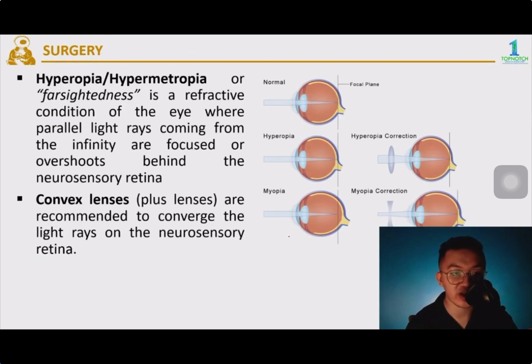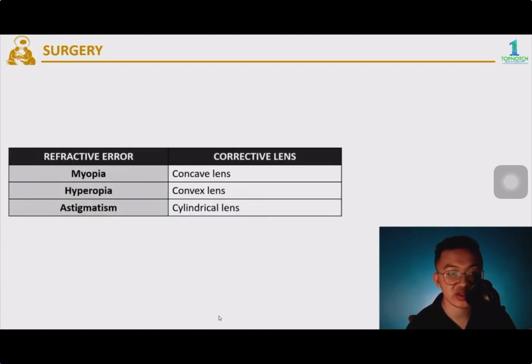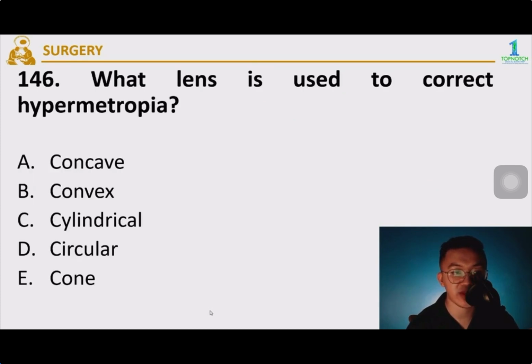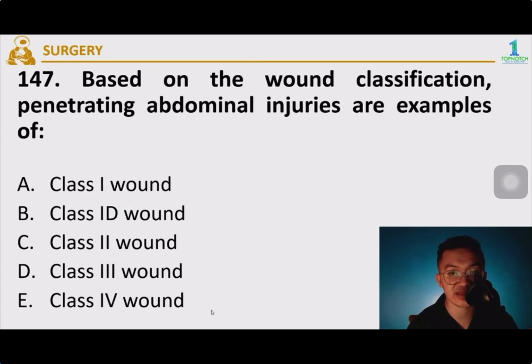So your hypermetropia or hyperopia is farsightedness. You correct your hyperopia using your convex lenses. For myopia, you're going to have short-sightedness. What you correct it with are your concave lenses. For astigmatism, you're going to use your cylindrical lenses, as summarized in this table right here. So 146, hypermetropia or hyperopia, you use a convex lens.